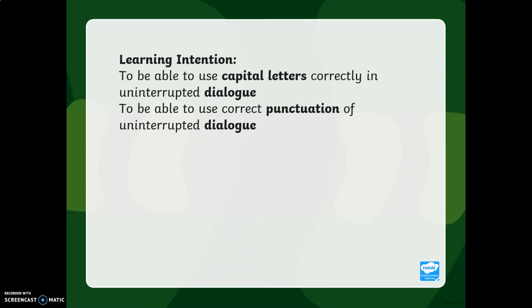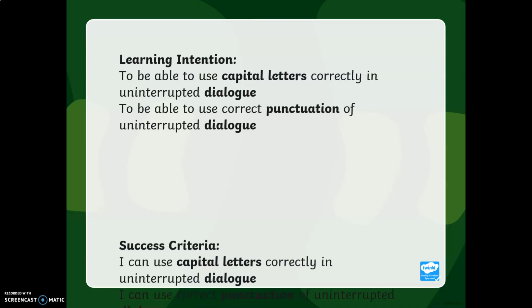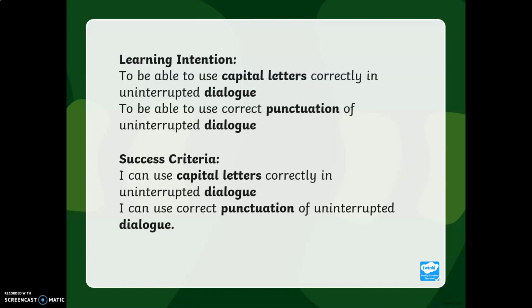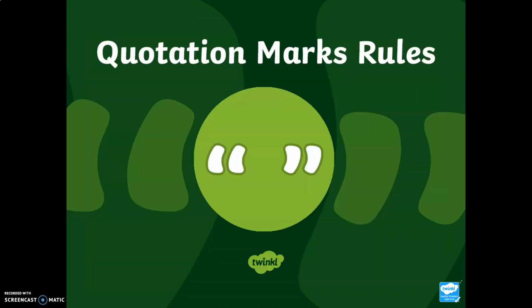Your learning intention today is to be able to use capital letters correctly in uninterrupted dialogue, and to be able to use correct punctuation of uninterrupted dialogue. To be successful today, you will be able to use capital letters correctly in uninterrupted dialogue. You will be able to use correct punctuation of uninterrupted dialogue. We are revising quotation marks again today.